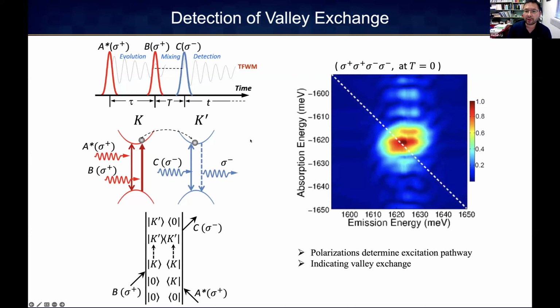And this is an example of the 2D spectrum from that measurement. And this is a direct probe of the valley exchange between the two. Now you can do a series of measurements like this with different capital T delays that will tell you the time dynamics of that process.